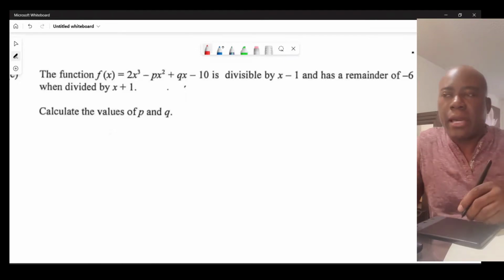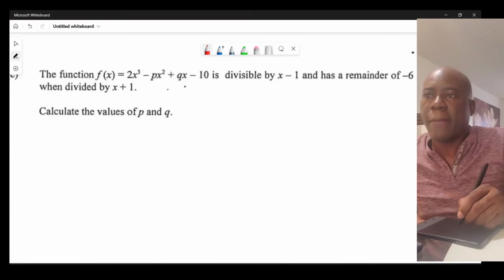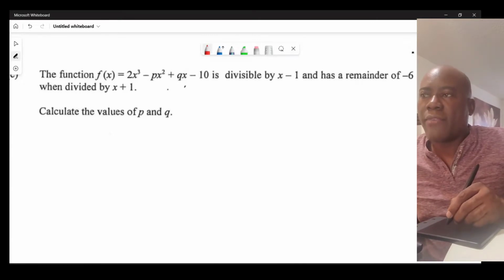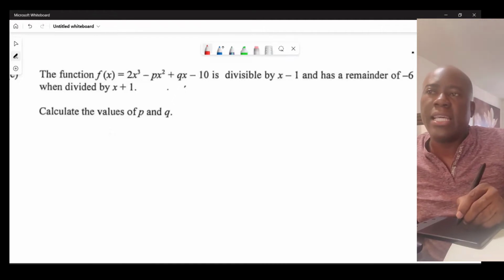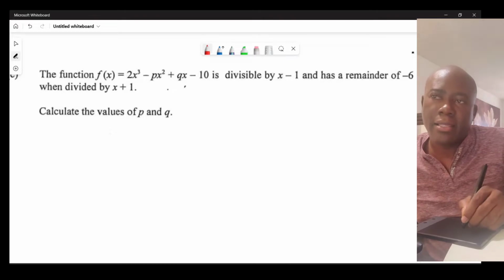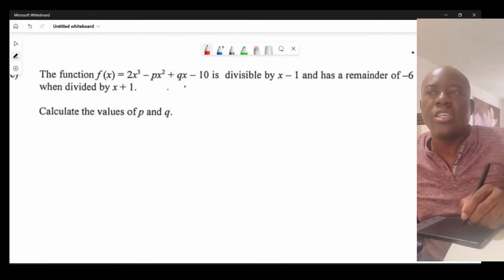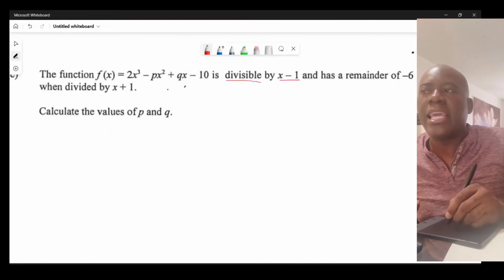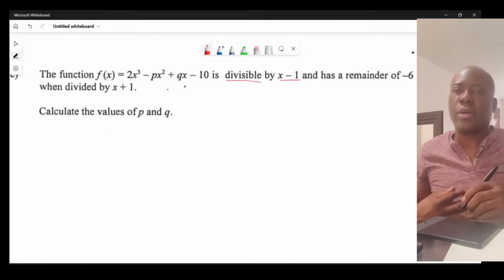Basically, I think I didn't read this properly. This is saying that the function f of x, which is 2x to the third minus px squared plus qx minus 10, is divisible by x minus 1, which means that when it divides, the remainder is 0. It also has a remainder of negative 6 if it is divided by x plus 1. That's what I wanted to say.